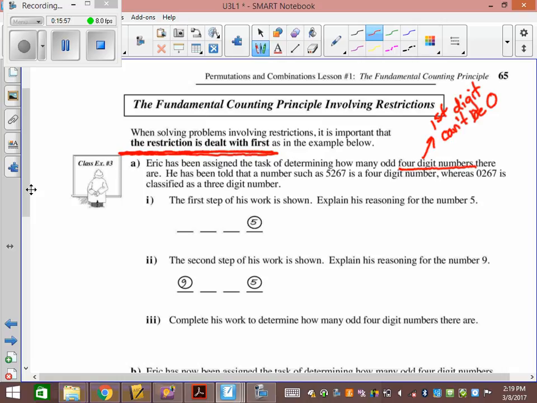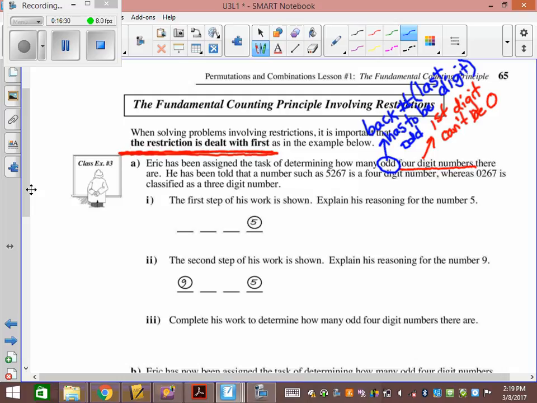Okay? And odd, this meant that the back number, which is also known as the last digit, has to be odd. So there are 2 restrictions on this 4-digit number. The first number can't be 0 because they told me it's a 4-digit number, and the last number has to be odd. Okay?